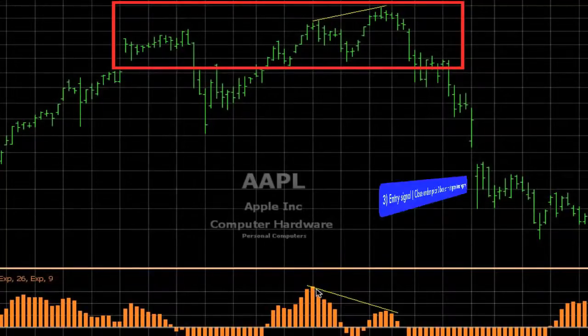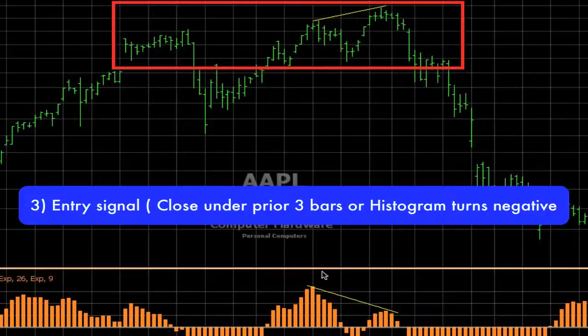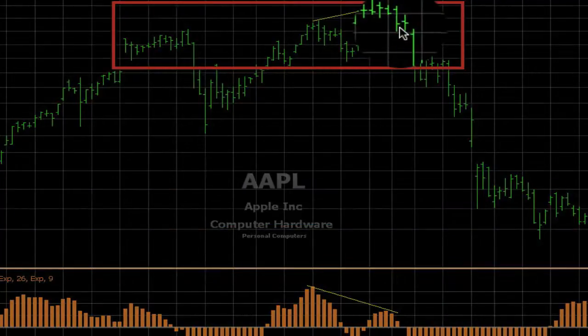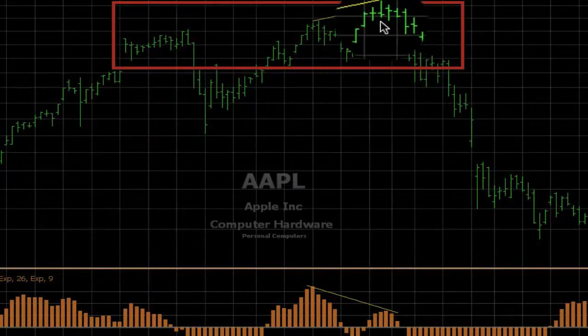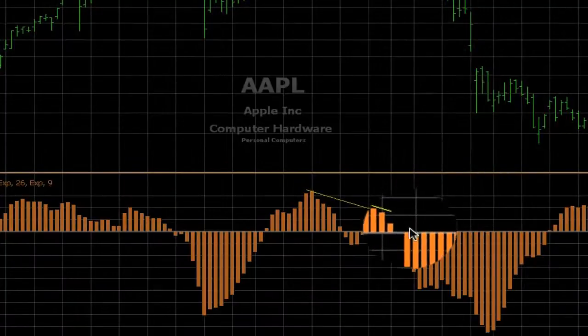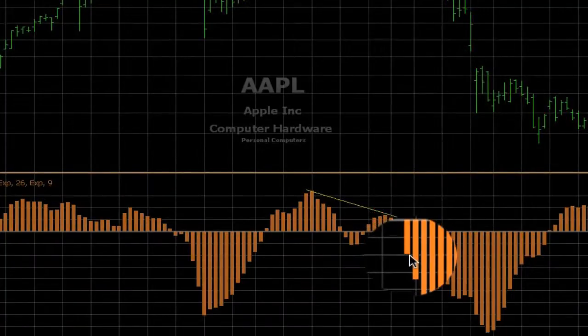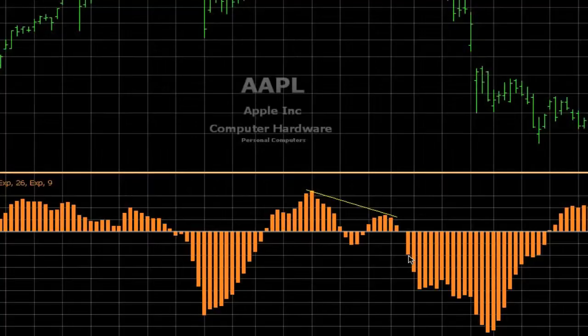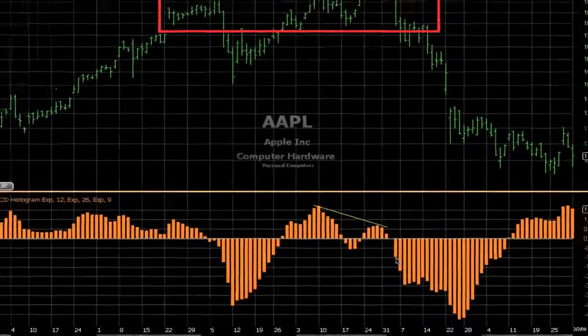And third, there are two entry signals here. The first one is a bar closing underneath the prior 3 bars, or when the MACD histogram goes into negative territory here. Both of these entry signals are very good.